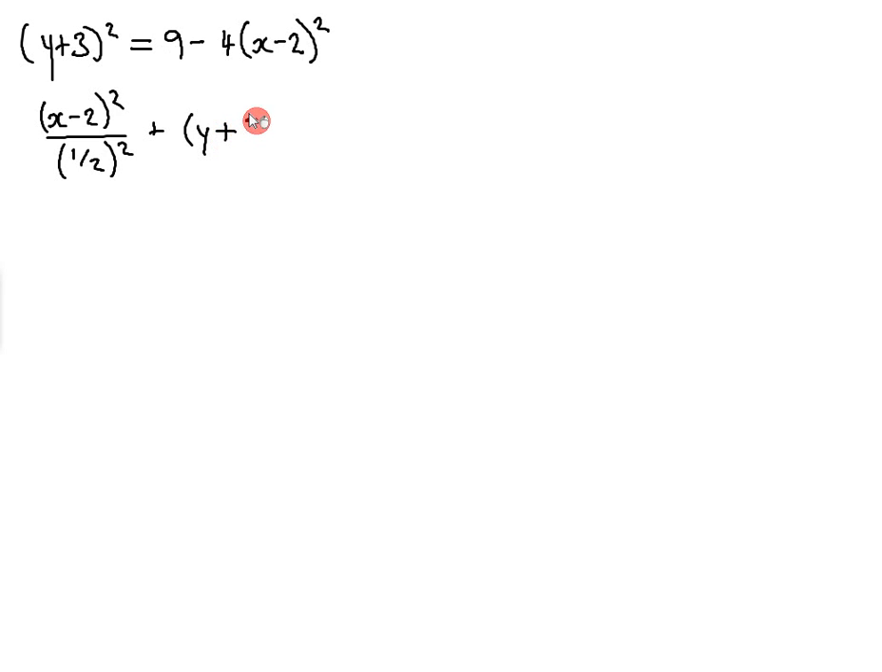Plus (y + 3)² is equal to 3². So straight away we could sketch this curve. We know that it is an ellipse, centered on (2, −3), with a horizontal radius of 1.5 and a vertical radius of 3.